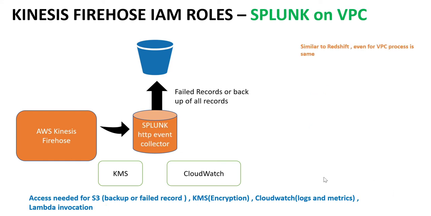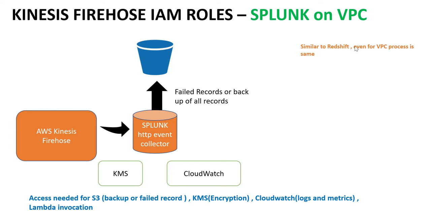So with Splunk, what we do is Firehose writes to Splunk directly, one step process. Basically, there is a Splunk HTTP event collector. That's where it writes, and the failed records or the backup of all records is kept in S3. You can use KMS for encryption and CloudWatch for monitoring.